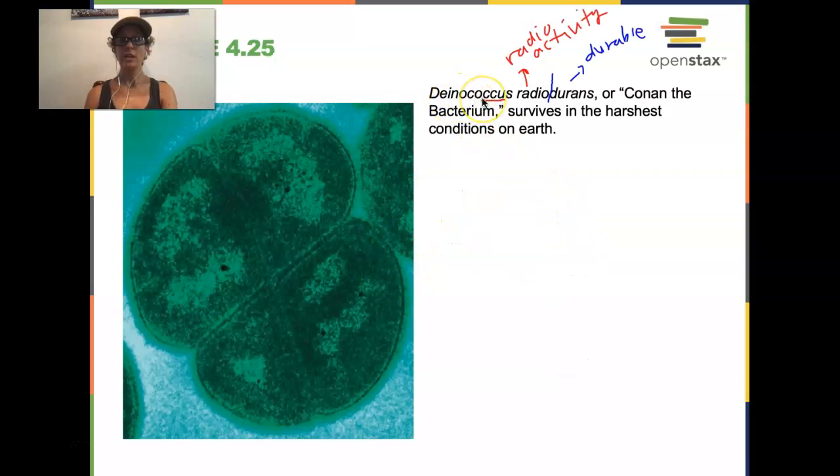So Deinococcus, C-O-C-C-U-S, it is round. Radiodurans, so it's durable to radioactivity. Conan the bacterium survives the harshest conditions on Earth. Can't even irradiate it to death. It's the cockroach of bacteria.